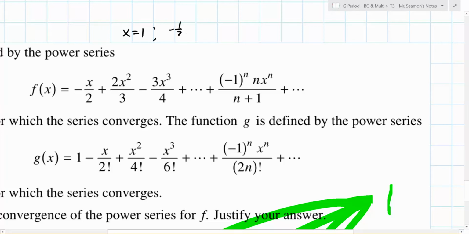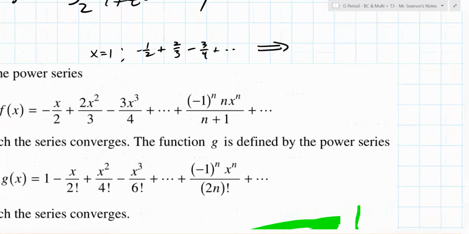Negative 1. Plus 2/3 minus what? 3/4. Does this converge or diverge? It diverges. Why? How do you know it diverges? Because it's alternating, but the absolute value of each term is greater than the previous. Correct. It goes big, right?